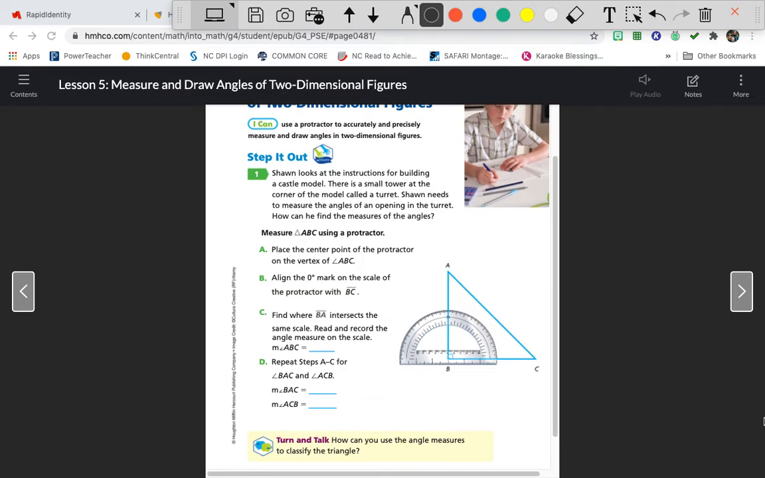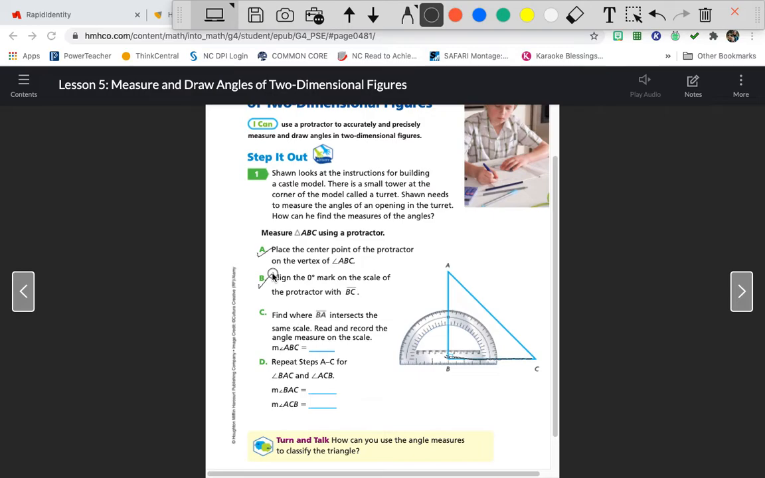Measure triangle ABC using a protractor. So A, place the center point of the protractor on the vertex of angle ABC. Remember, the vertex is where two lines meet, and that would be at our point B, and that's where you're going to place the center point of your protractor. Align, so we do that part, and they show us that in the picture. Align the 0-degree mark on the scale of the protractor with BC. So you want to make sure that line BC is pointing to the 0 on your protractor.